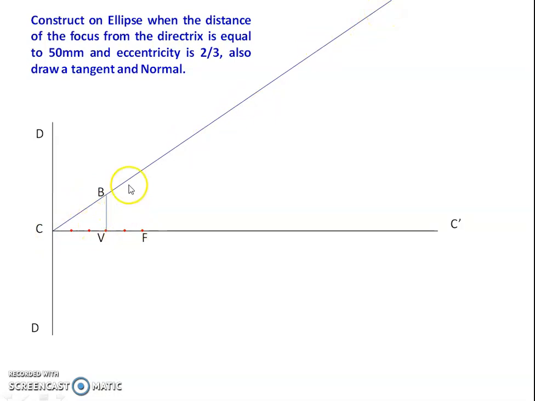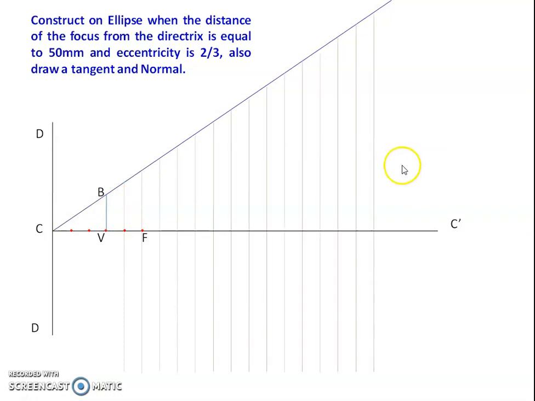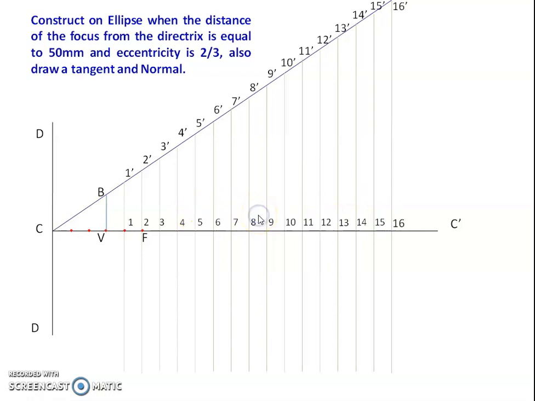Now draw vertical lines with equal divisions, up to 16 lines. Mark 1 and 1 dash, 2 and 2 dash, 3 and 3 dash, likewise 4 dash, 5 dash, 6 dash, up to 16 lines. Likewise you take it up to 16, and now one complete line has been drawn.